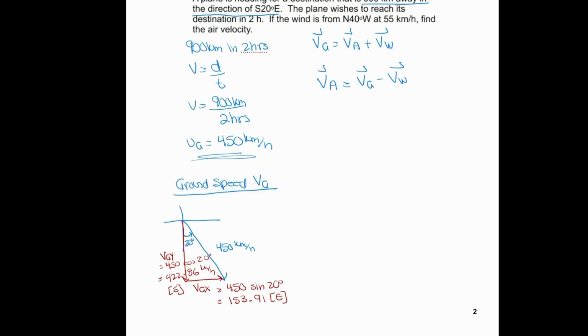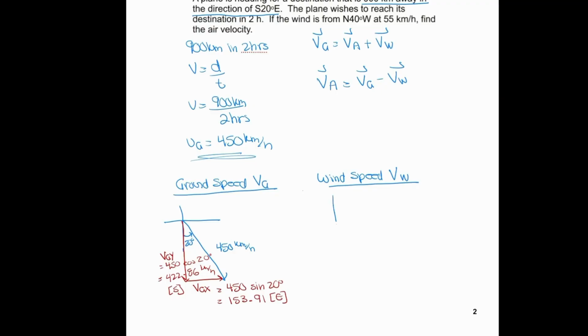Now let's do the same thing for the wind. So now we have the wind speed, or our VW. Same idea. The wind is coming from the northwest, so north 40 degrees west, which means that it is actually blowing through this direction, but we're not going to worry about that for right now. We're going to think about what this one is doing up here, and I'm going to draw it a little bit bigger.